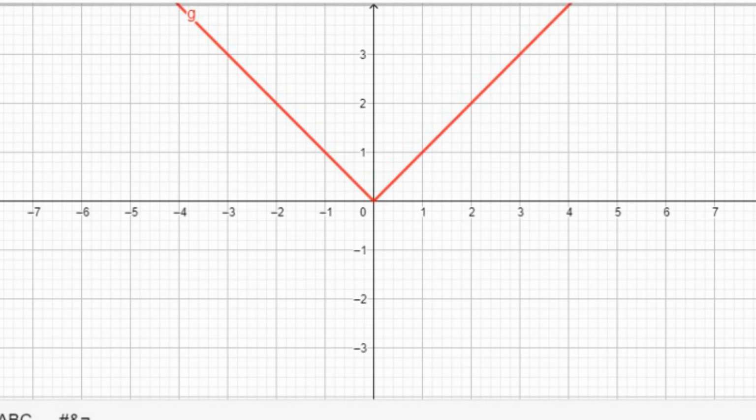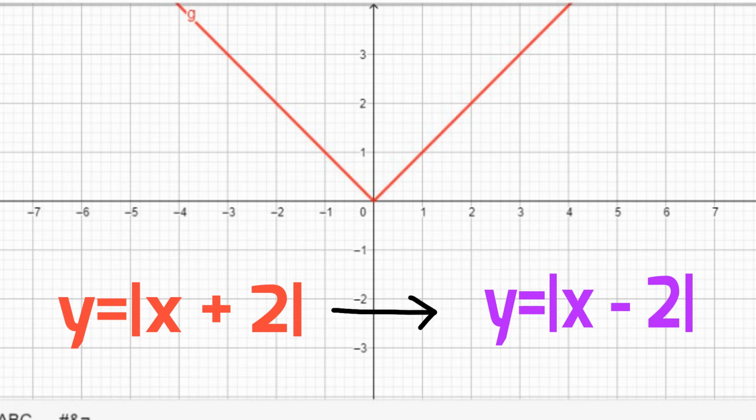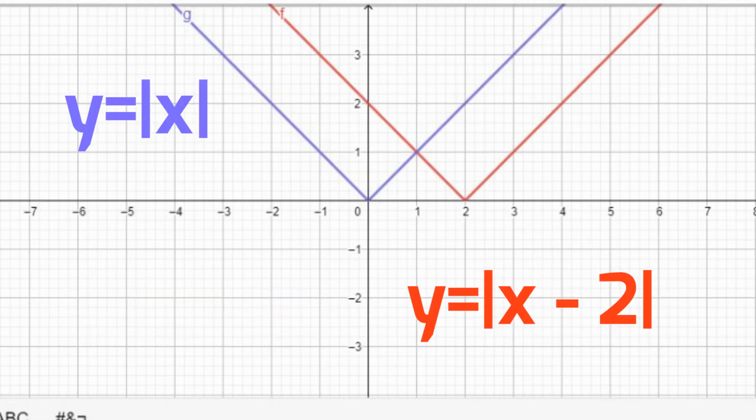And finally, to make the graph move to the positive side of the x-axis, we will need to change the sign into a negative one. In the equation g equals absolute value of x plus 2, we will change it into g equals absolute value of x minus 2. And as you see, it moved to the coordinates 2, 0.